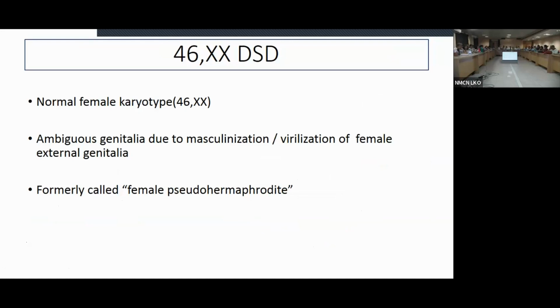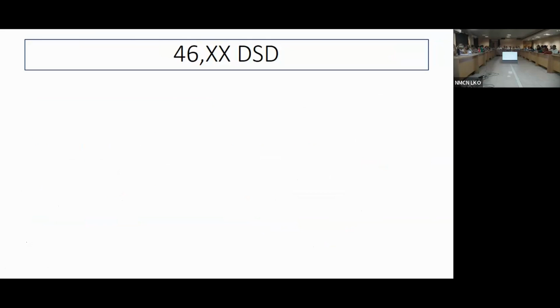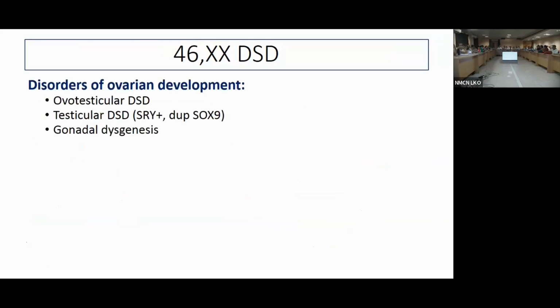Now moving on to the 46XX DSDs. So these individuals have a normal female karyotype, and the ambiguous genitalia is due to virilization of the female external genitalia. These were the individuals who were formerly called female pseudohermaphrodites.